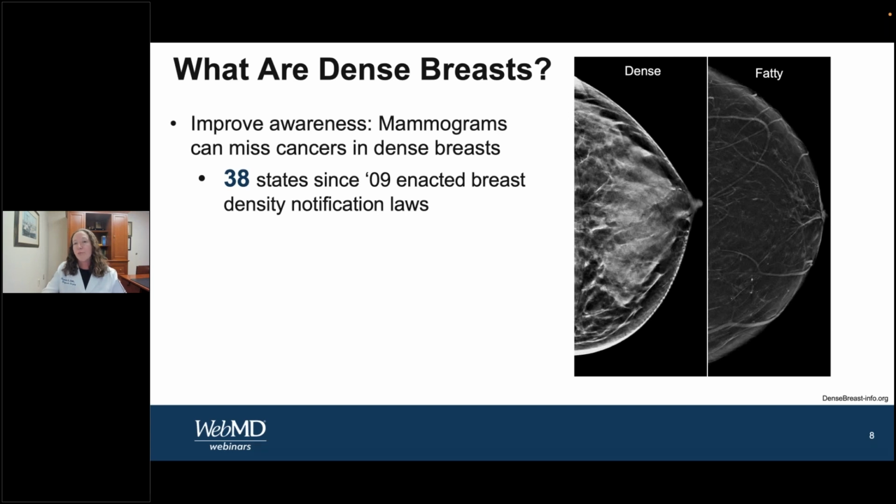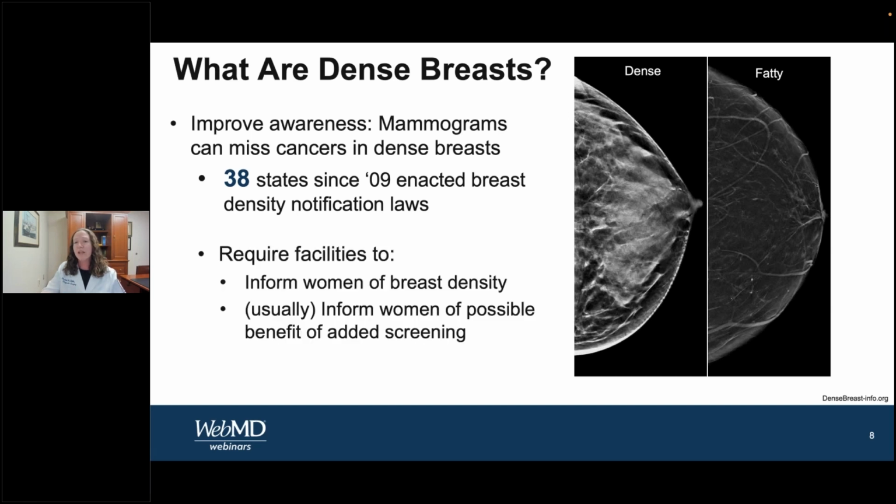In an effort to improve public awareness of the limitations of mammograms in imaging women with dense breast tissue, specifically the fact that mammograms can miss cancers in women who have dense breast tissue, 38 states since 2009 have enacted breast density notification laws. And most of these laws require facilities that perform mammograms, like your imaging centers and your hospitals, to inform women of their breast density, and usually also to inform women of the possible benefit of added types of screening.